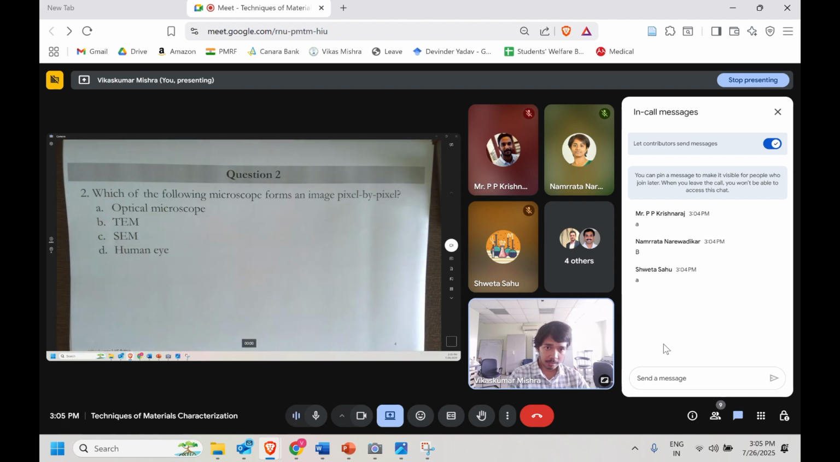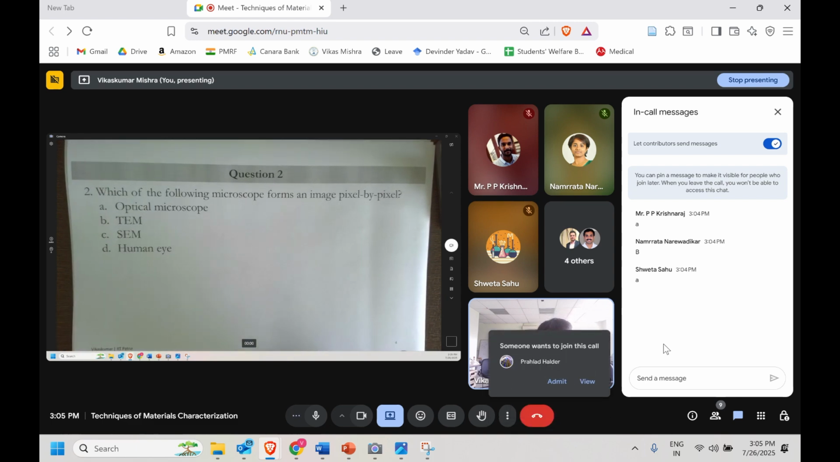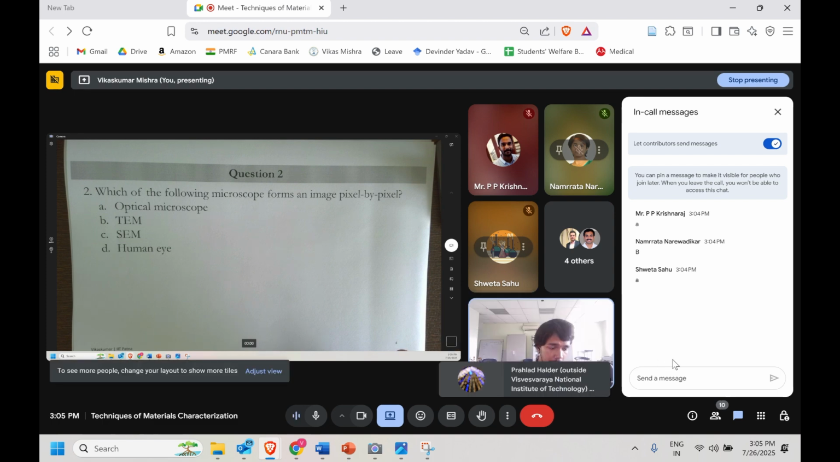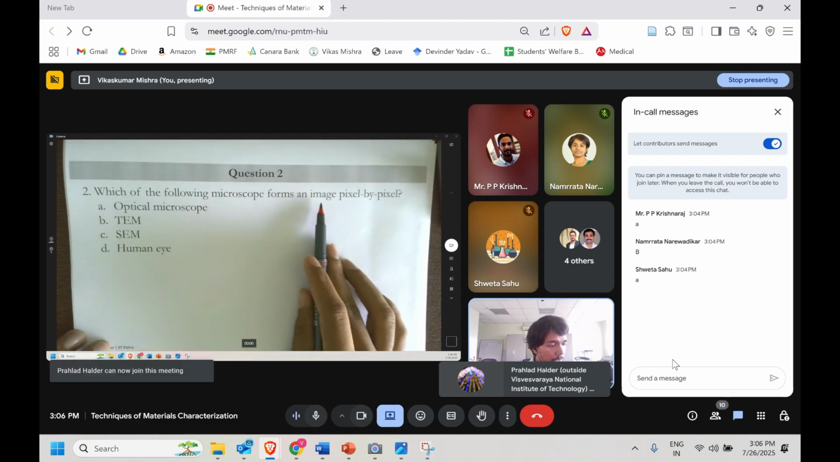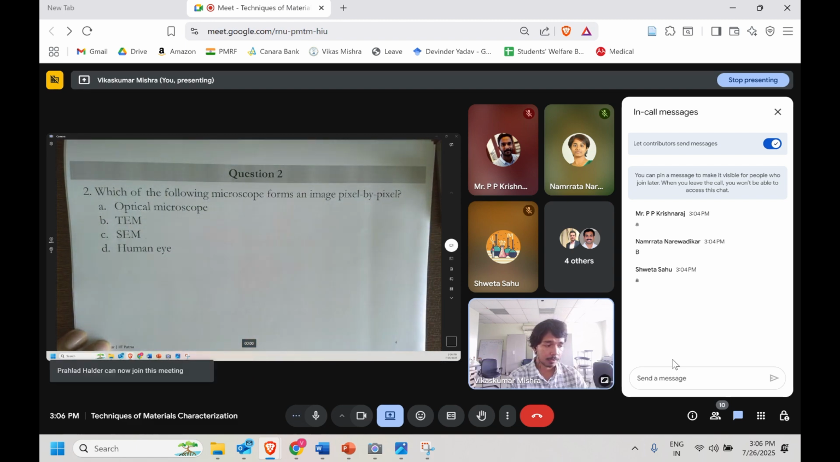All the questions at the initial stage are quite easy, but as we keep on proceeding, the level will keep on increasing. Yeah. So question 2: which of the following microscopes forms an image pixel by pixel?